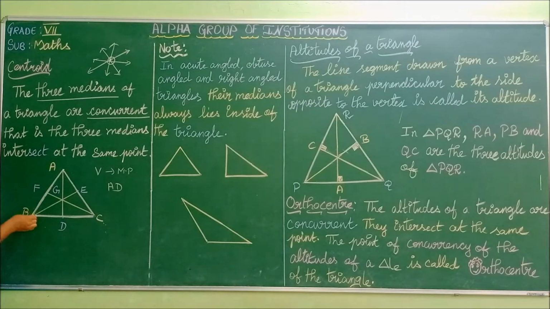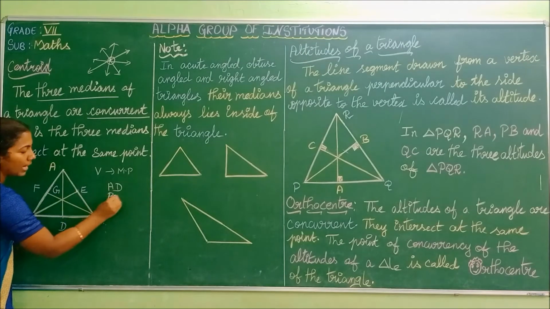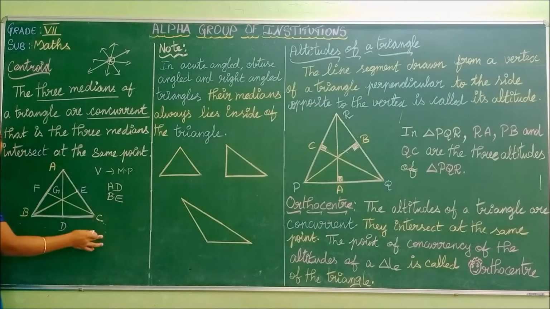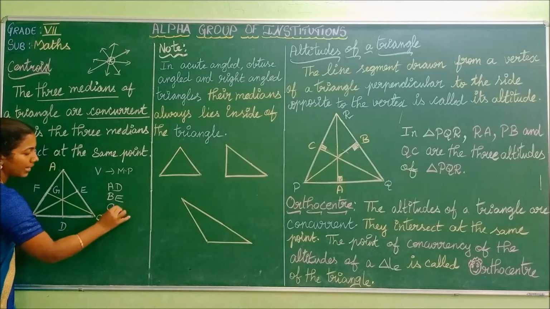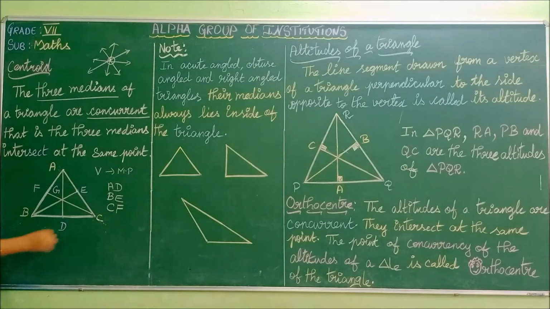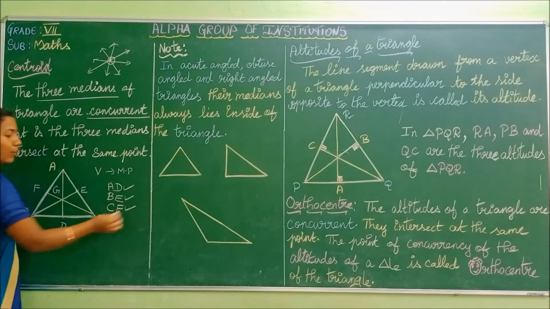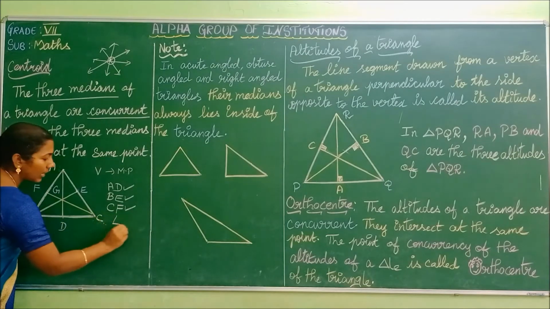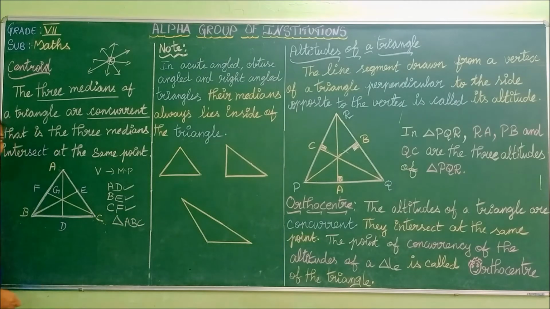Similarly, B is the other vertex, its opposite side is CA, and the midpoint of CA is E. So the line segment joining B and E is said to be a median of the triangle ABC. Similarly, this is vertex C, its opposite side is AB, and the midpoint of AB is F. So the line segment joining this midpoint and vertex is called a median. I am naming this median CF. So AD, BE, CF are the 3 medians of triangle ABC. Do you understand, children? Okay.